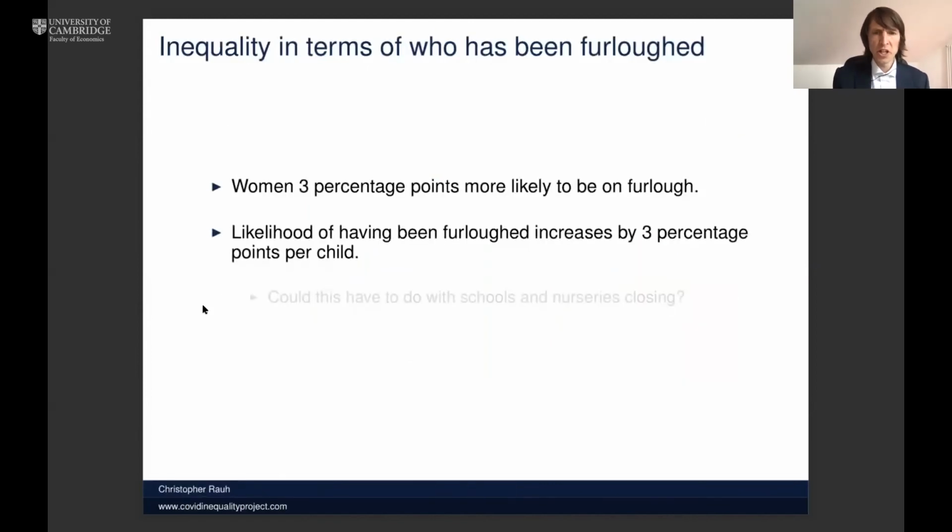And also in terms of gender, there are again inequalities here. Women are 3 percentage points more likely to be on furlough. And actually, for every child you have, the likelihood of you being furloughed increases by 3 percentage points. So this highlights, as we saw before in Anna's talk, how important the closed schools are for children, but this also highlights how important it can be for inequality for workers.